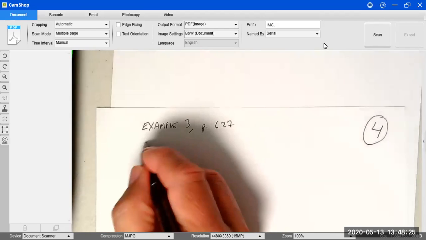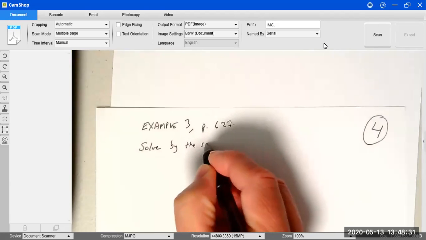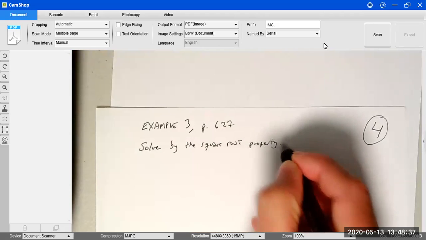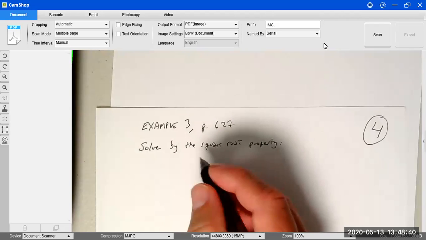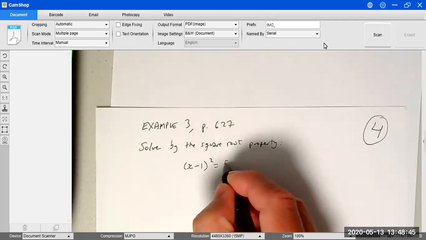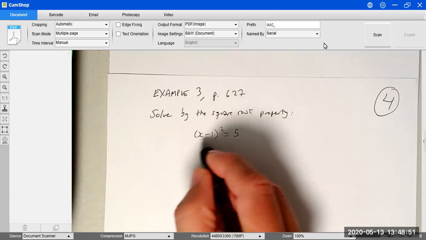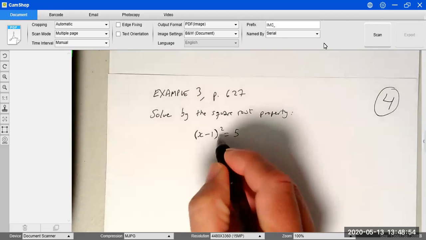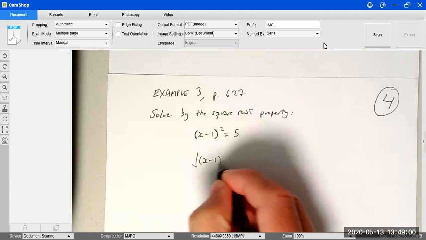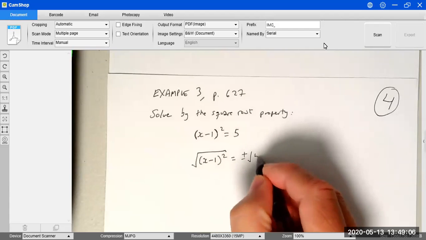So we're going to solve by using the square root property. The problem is (x minus 1) squared equals 5. Again, I have an algebraic expression contained in parentheses that is already squared, so I'm just going to take the square root on both sides of the equation. This is going to be plus or minus the square root of 5.